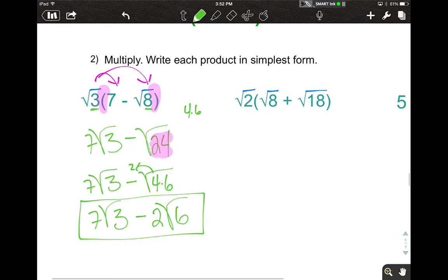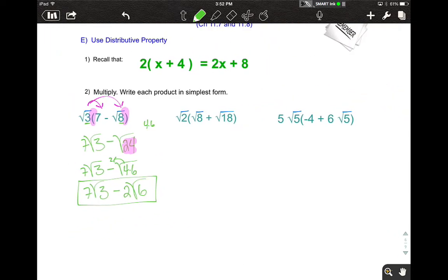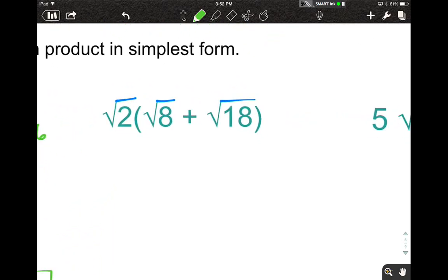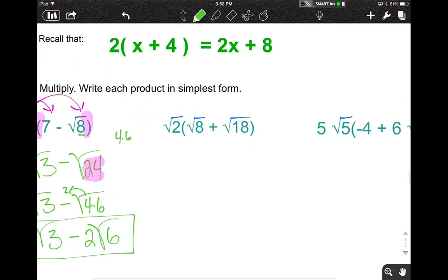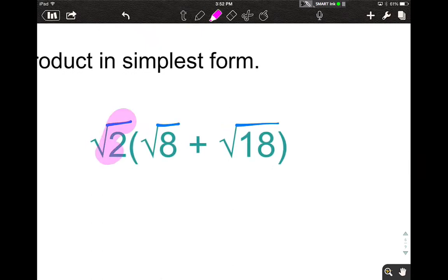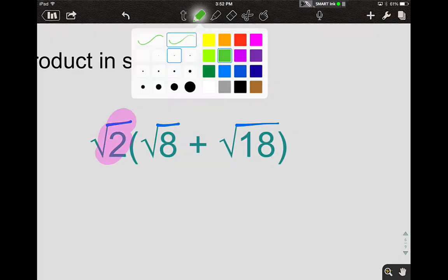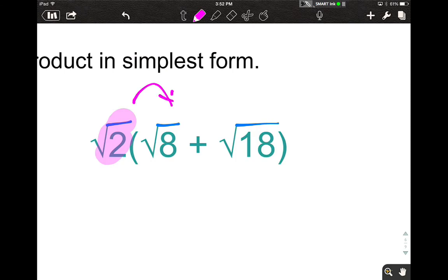All right, we have some more distributive property problems. I'll do this one with you. I'll do the next one, and then maybe you guys can attack that last one. Square root of 2 is what I'm distributing, and I'm going to need to multiply that by both pieces. Why? Because you have some parentheses here.